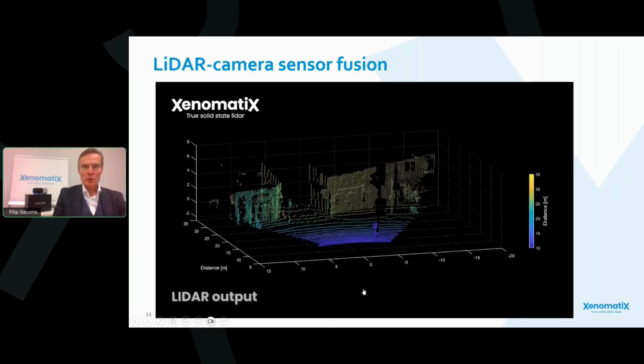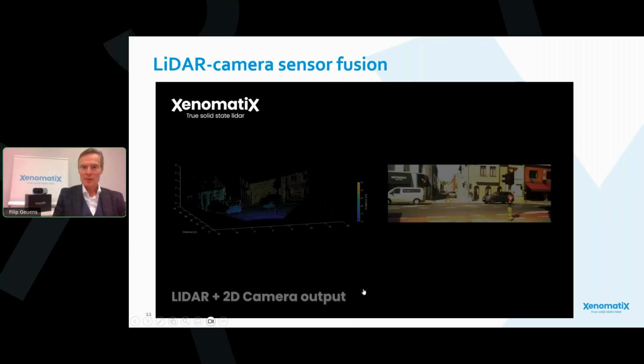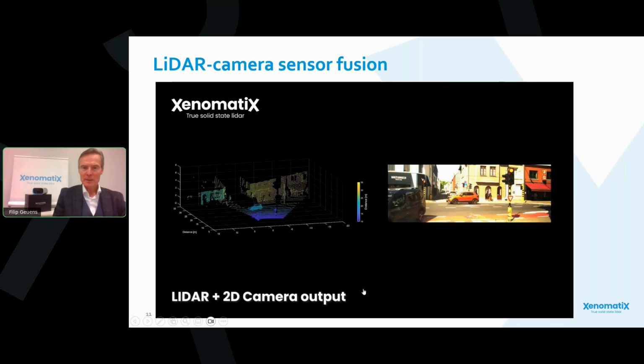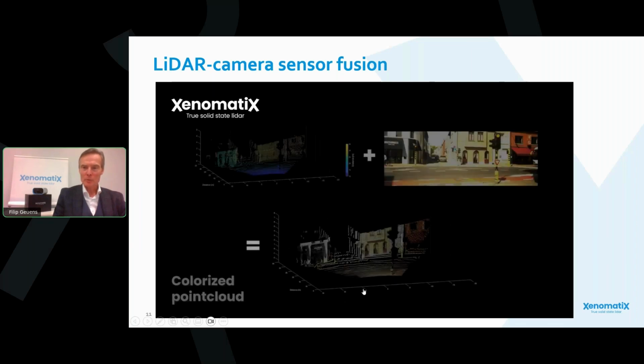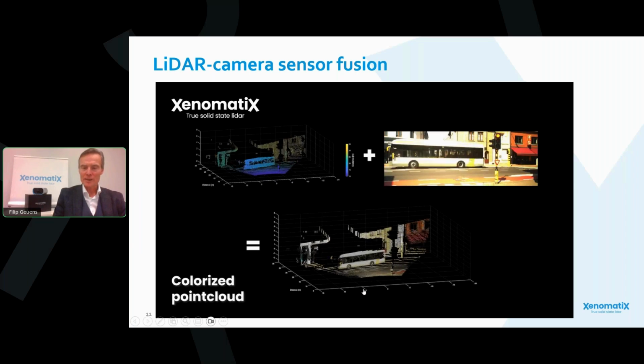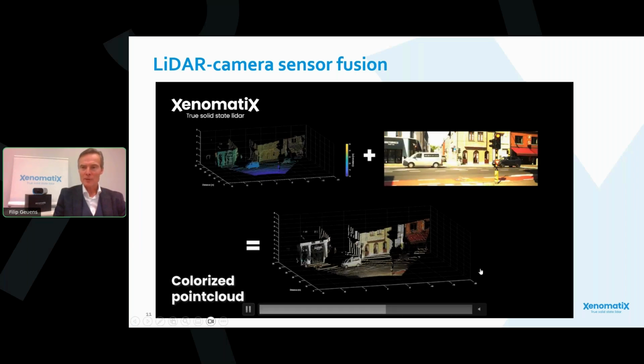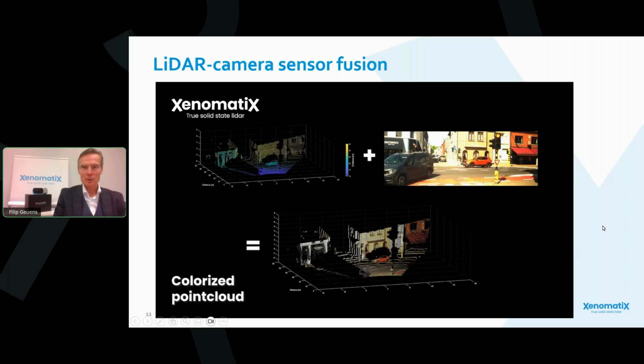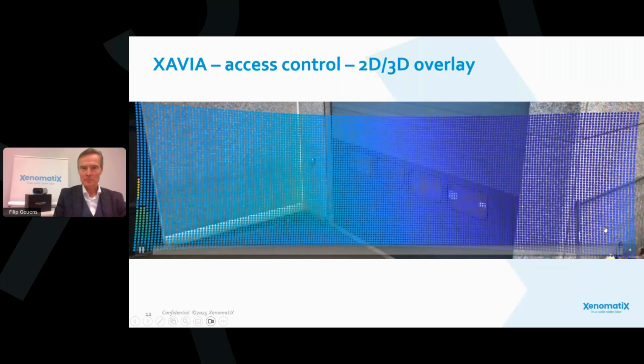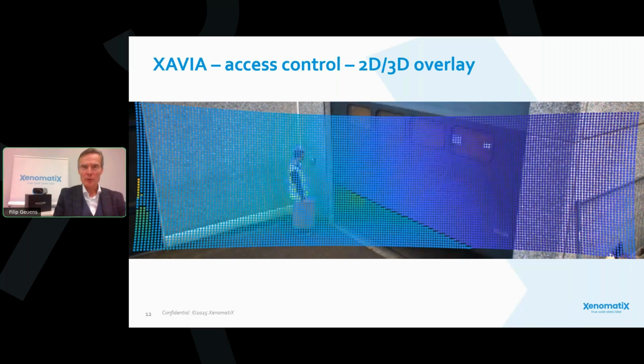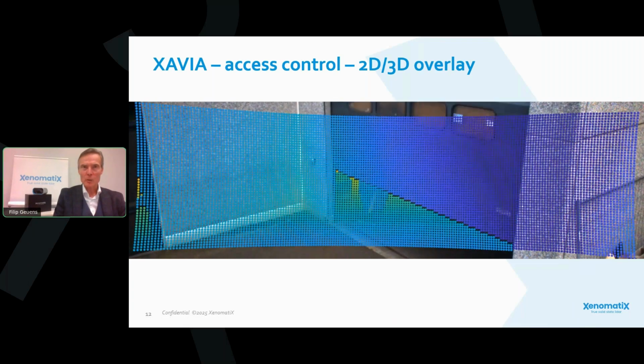So sensor fusion is the keyword, and sensor fusion is also shown in this small video. Again, point cloud and point cloud plus camera gives a colorized point cloud. All of this rich data is available to you. We have a few more examples to help you understand the strength of the Xavia outputs and of sensor fusion.